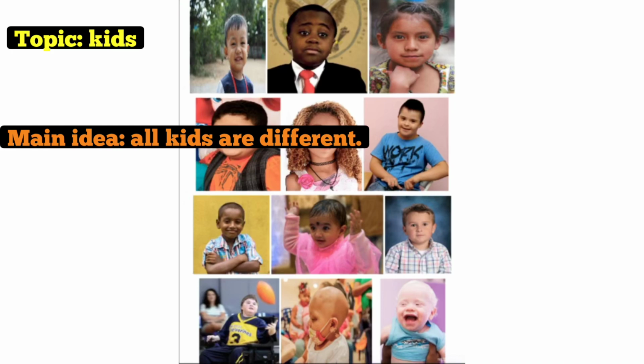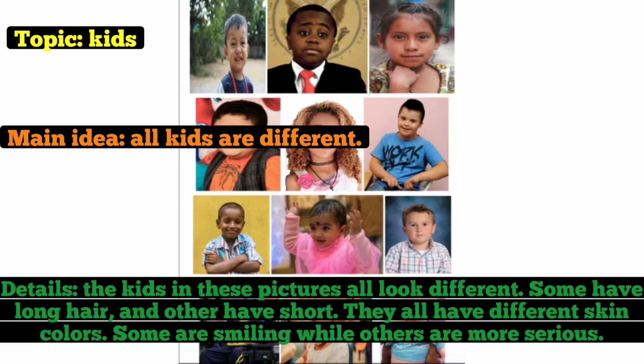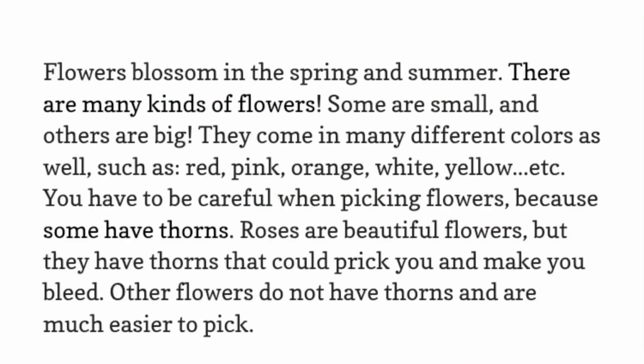And other kids are just sitting down. Other kids, you can tell they're just standing up. But none of these kids really look like each other. Now we're going to see how we can practice topic, main idea, and details when reading a text this time. So let's look at this text.